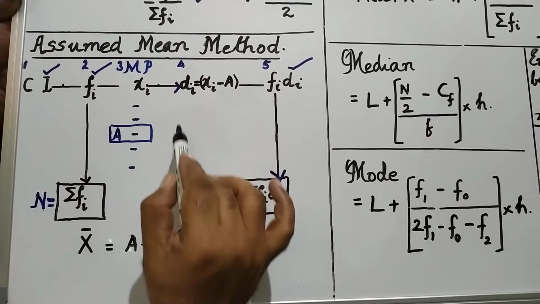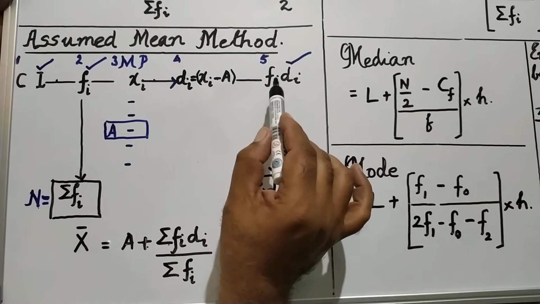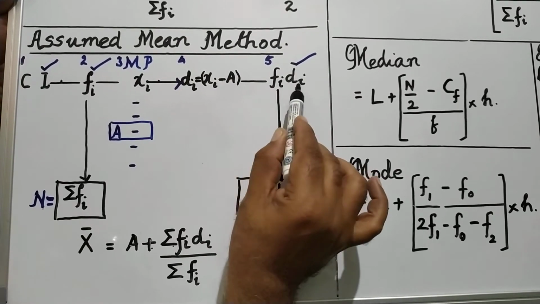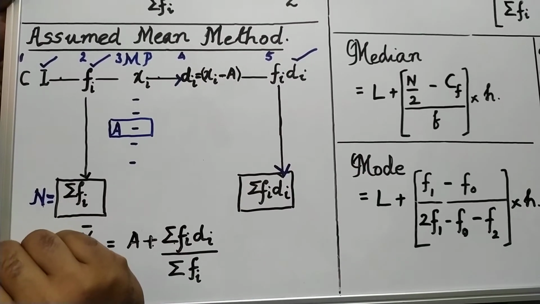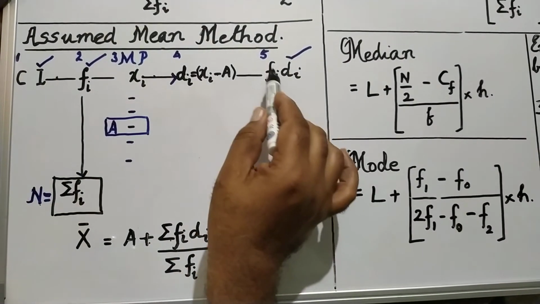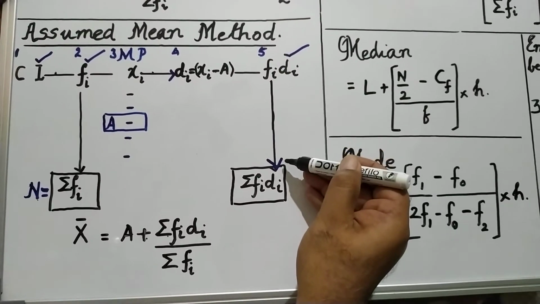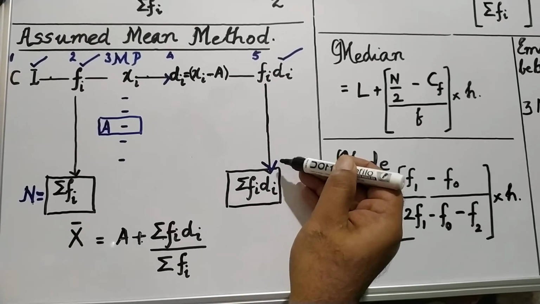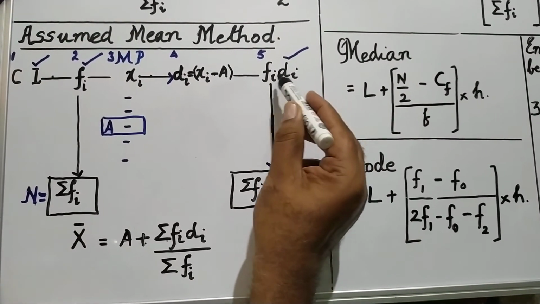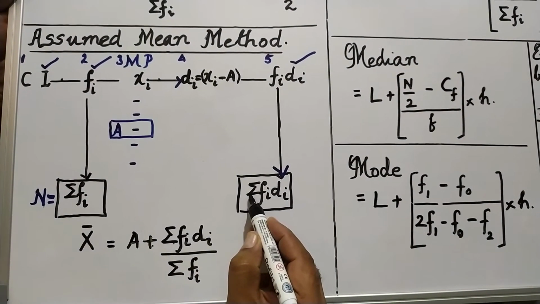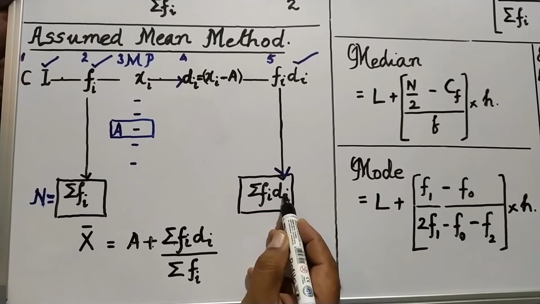Then, after finding out the deviation, I will multiply the frequency and the deviation, that is fi into di. That becomes column number 5. I add up the fifth column, that is the product of frequency and deviation. I will get the sum as sigma fi di.